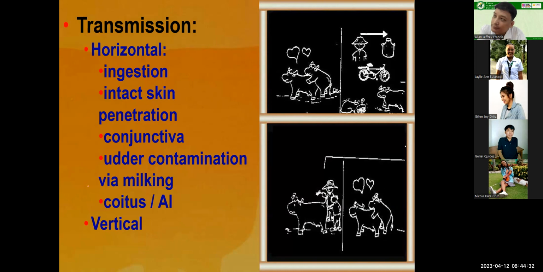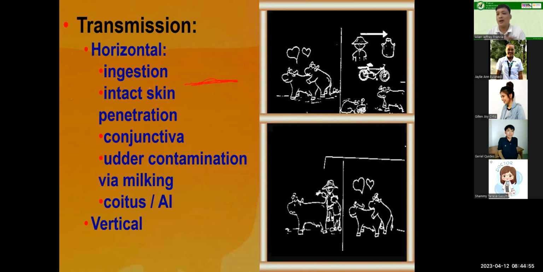Dok, pag horizontal po, from the environment to the susceptible organism. Pag vertical po, Dok, from mother to the fetus. Okay, very good. Please do remember the lines. Horizontal, tama ba ang horizontal pag ganyan? Yes, Dok.